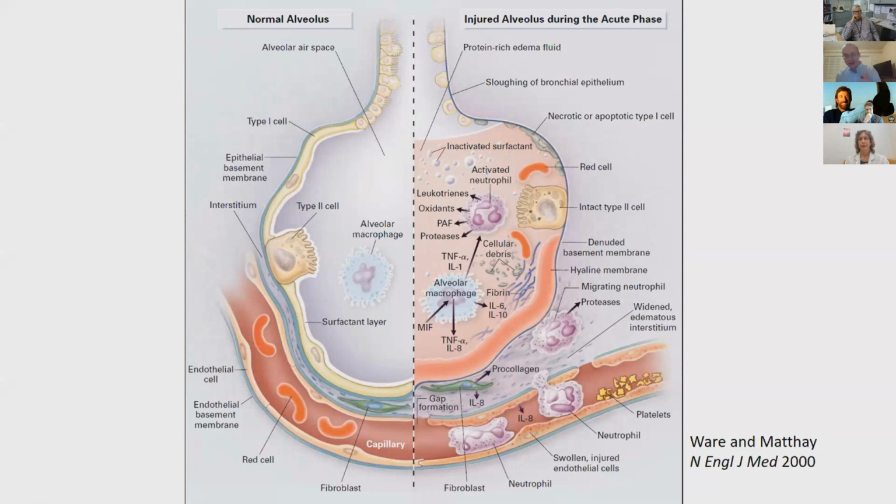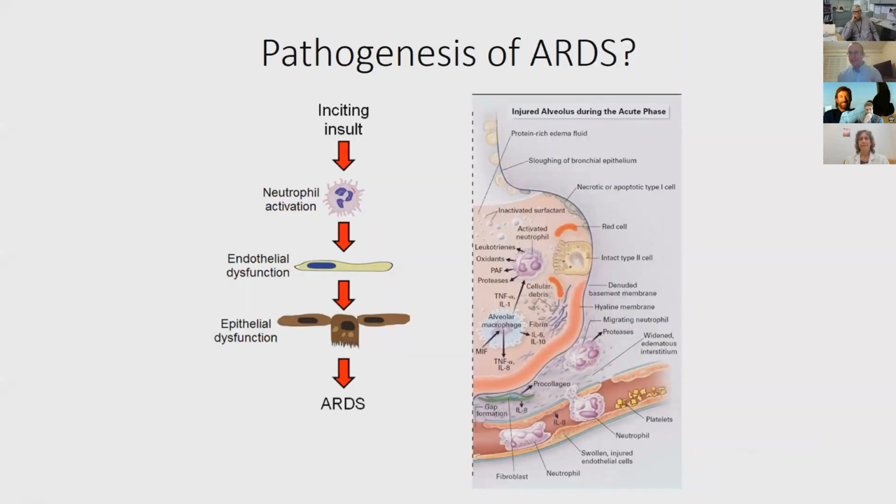Now, you notice the way I explain that, I defaulted to a linear pathway, as scientists are apt to do. I said that there is activation of immunity that damages the endothelium, that damages the epithelium, that leads to ARDS. And the fact of the matter is that's just not that simple. If only it were that simple. If it were that simple, I could block neutrophils, or I could block endothelial dysfunction, and I could prevent ARDS. In actuality, it's much more complicated.